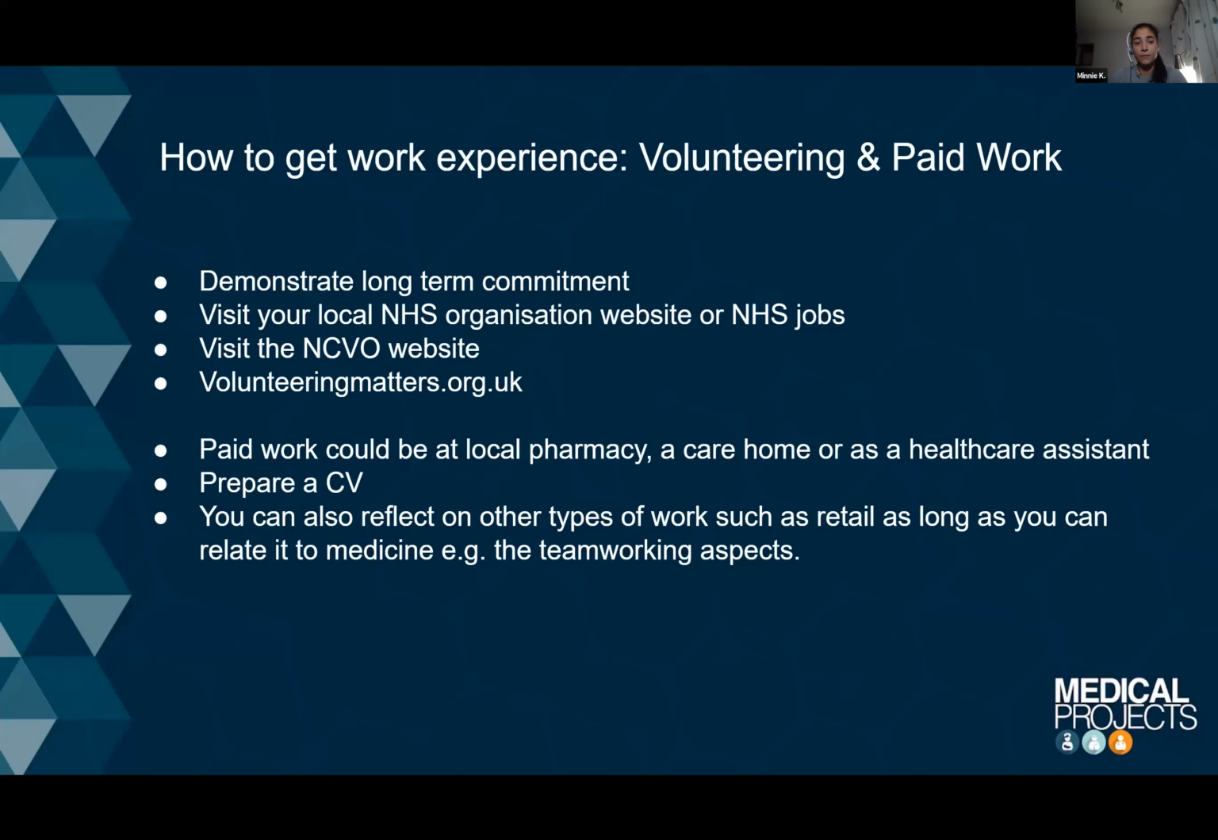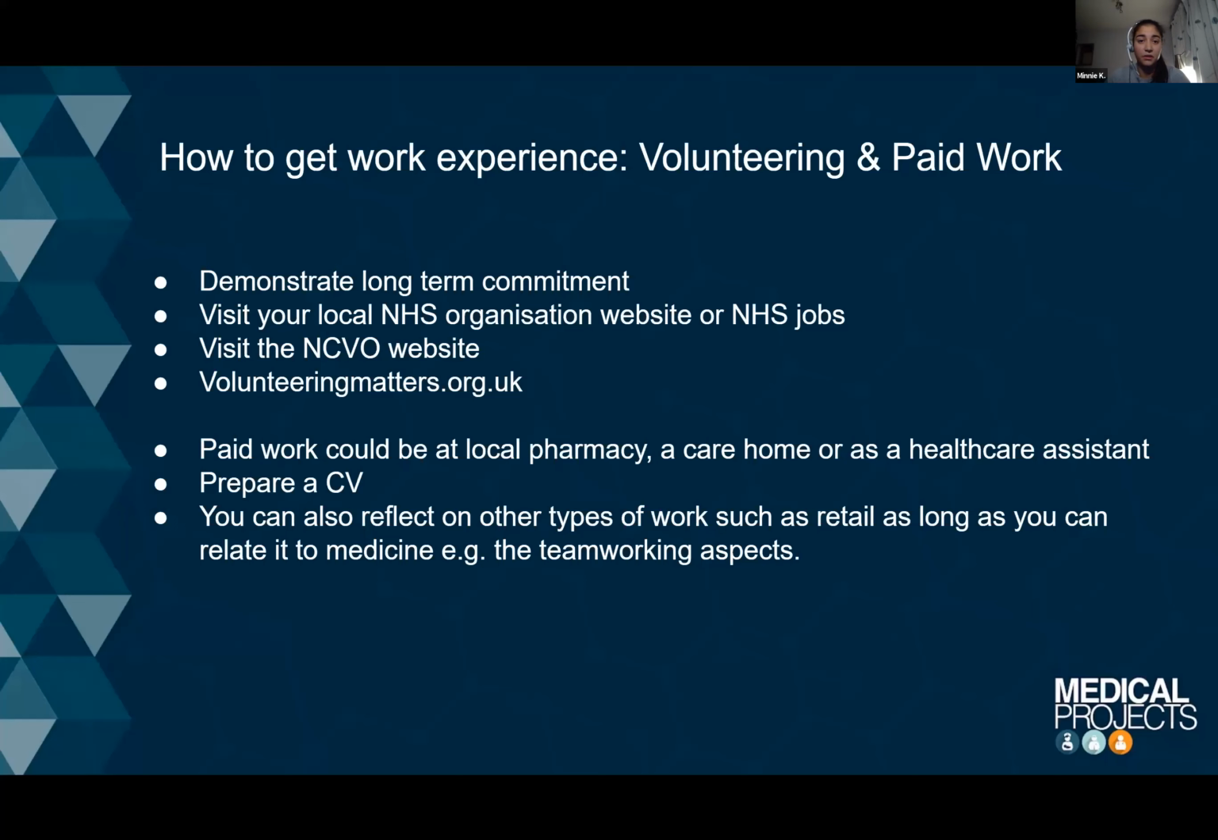So what you can do is visit your local NHS website, and they'll have the volunteer roles on there. And sometimes they have the volunteer roles on NHS Jobs as well, so keep a lookout on that. They're mainly paid roles on there for healthcare assistants and nurses, but they do have volunteer roles pop up sometimes as well. The NCVO website, that's the National Council for Voluntary Organisations, I think. I always get that wrong. They have a lot of information about the types of roles that you can get involved with. And then volunteeringmatters.org.uk, they actually have applications for these roles.